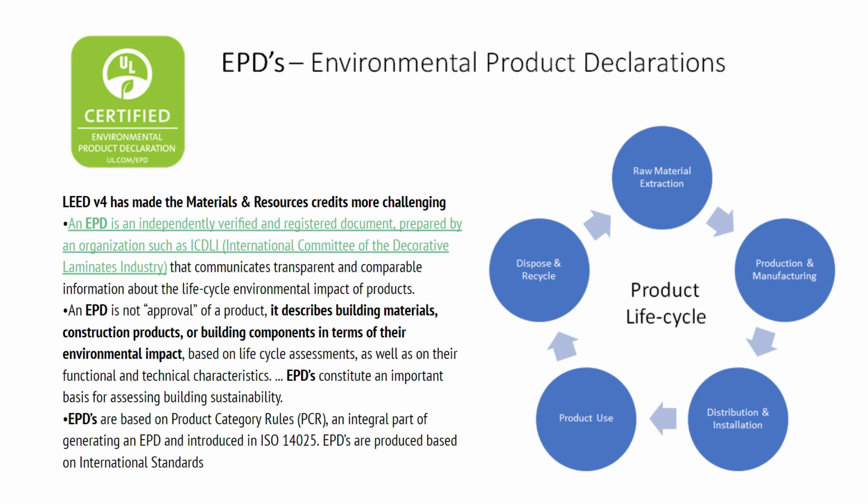An EPD is an independently verified and registered document that communicates the life cycle of the environmental impact of various products. It is not an approval of a product, but describes building materials, construction products, or building components in terms of their environmental impact based on the product life cycle, of cradle to grave.